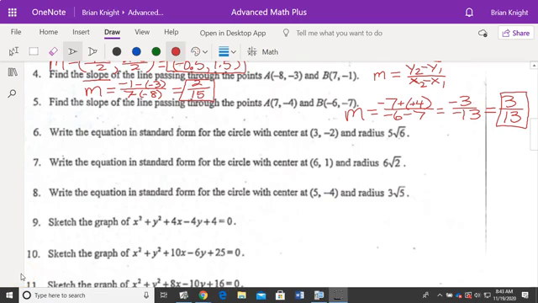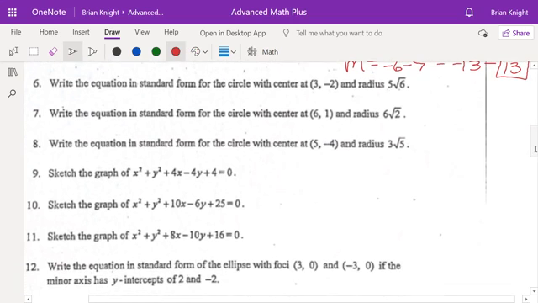All right, 6, 7, and 8. We are writing the equation in standard form for the circle, okay? So I know it's a circle because the directions tell me it is. So we have to remember the standard form of the equation for a circle. That's x minus h squared plus y minus k squared equals r squared. 6, 7, 8, you're putting all of them in that form. Everybody good? Okay. The center is your what and what? H and K. So this is H, this is K, and your radius is R.